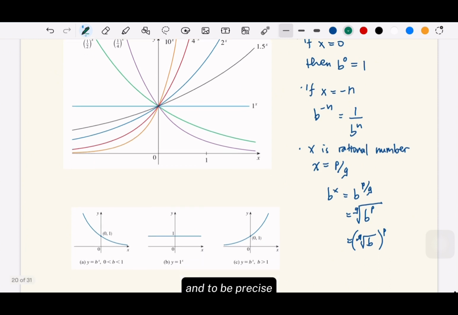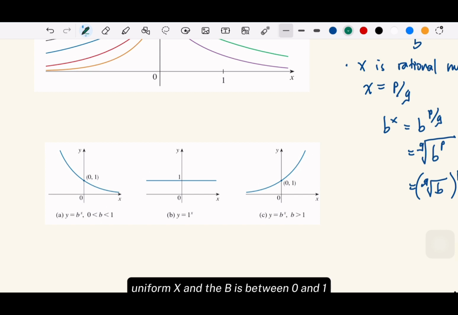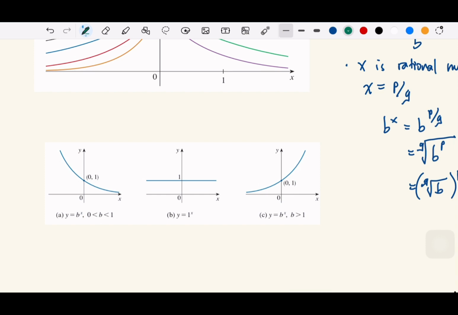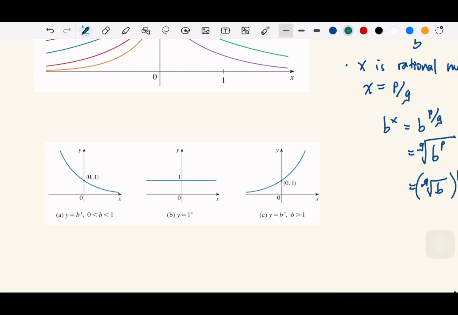To be precise, this is what I meant. When you have b power of x and b is between 0 and 1, this is what you have. It's going to be decreasing like that. And when b is greater than 1, this will be the graph you have. And if b equals 1, then it is just a straight line.